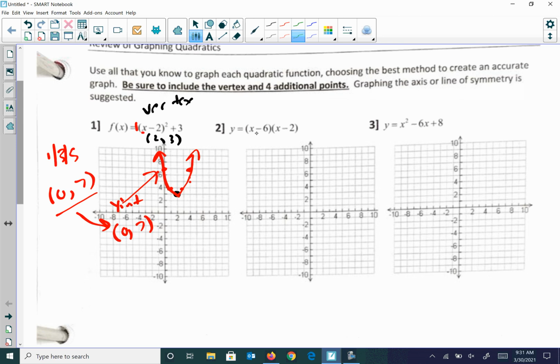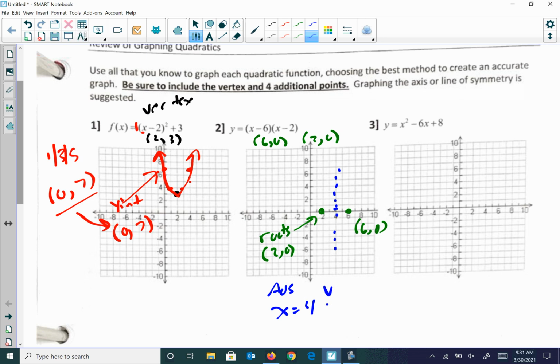All right, second problem. This is going to give me 6, 0. And this is going to give me 2, 0. So those are roots. So that gives me 2, 0 and 6, 0 as roots. Halfway in between these is going to be 4. So my axis of symmetry is x equals 4.